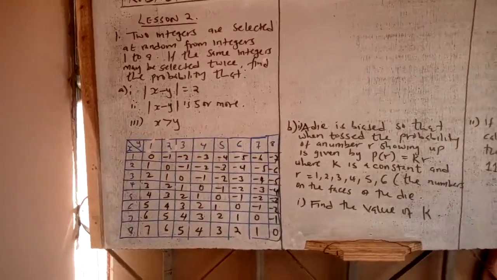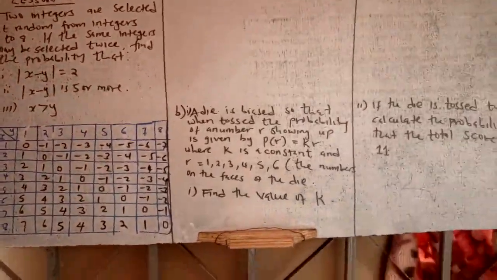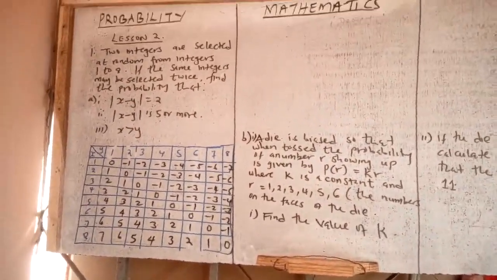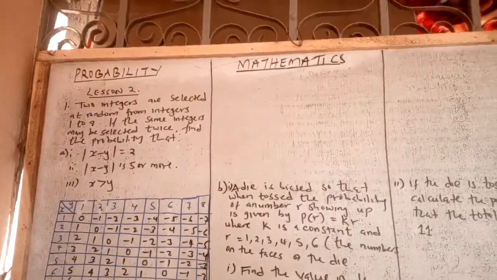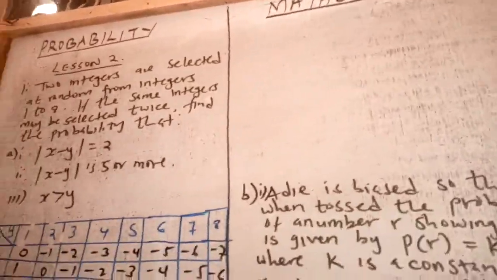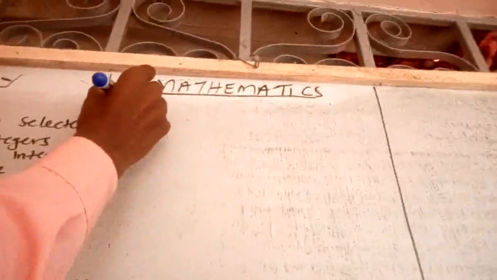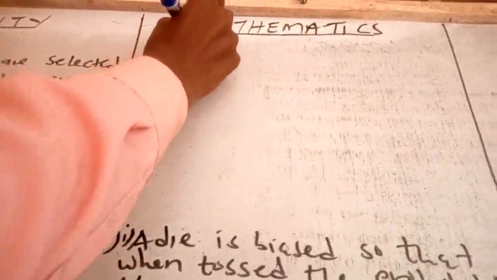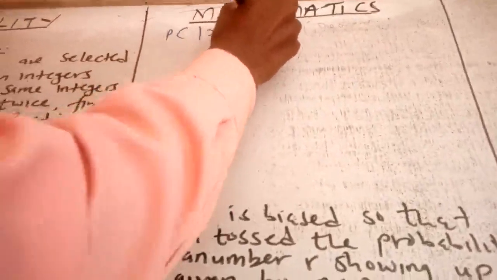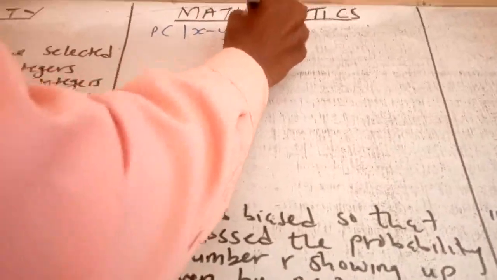As far as this question is concerned, I'm going to use the Punnett square which I have already come up with, so that I can show you how you are supposed to work with it. So I'm going to go to the first one, that is the probability that the absolute value of x minus y is equal to 2.